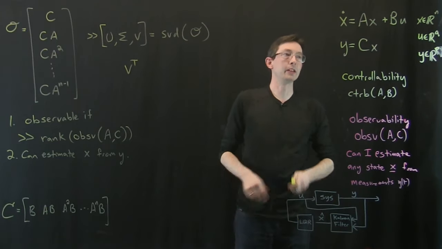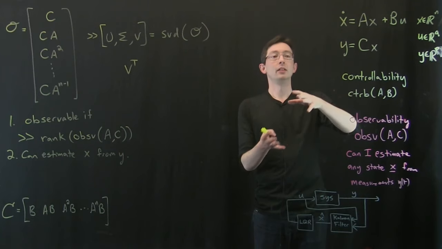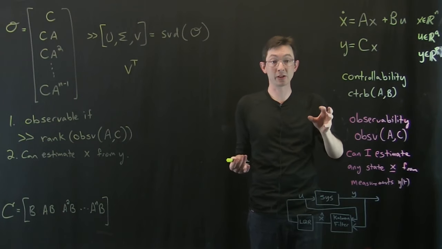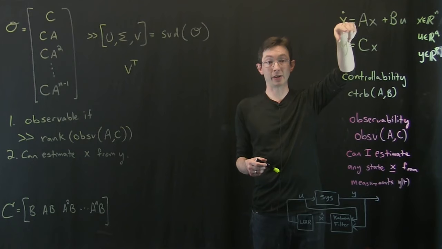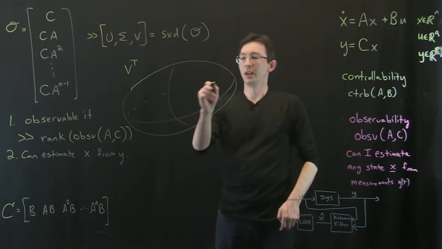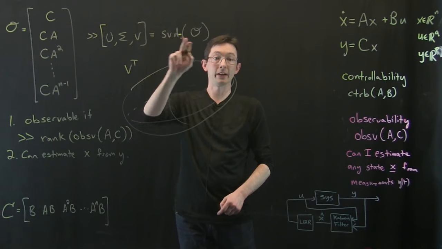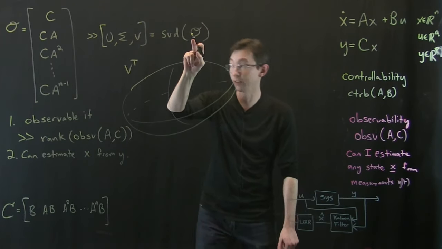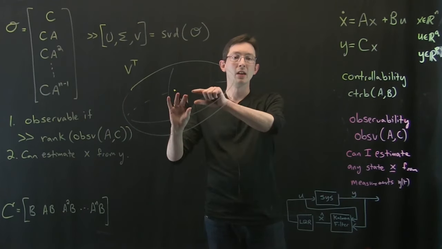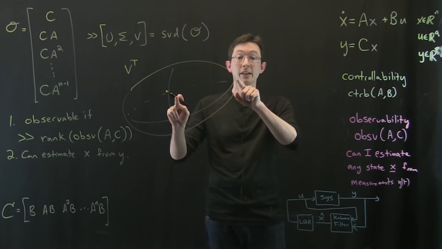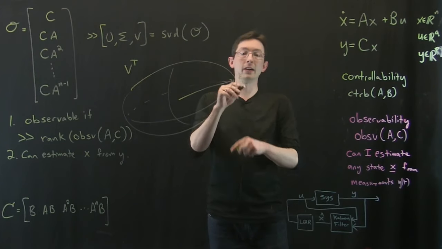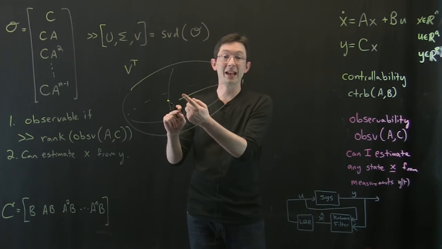So just like in controllability, there will be some directions where it's easier to observe given measurements y. And when I say easier, I mean if there's measurement noise, I'll get a less noisy measurement of some directions than others. So again, I can define this kind of ellipsoid where the principal axes are these right singular vectors of the observability matrix, or if you like, the eigenvectors of the observability Gramian. And what this tells me essentially is in some directions, I'll have higher signal to noise than in others.